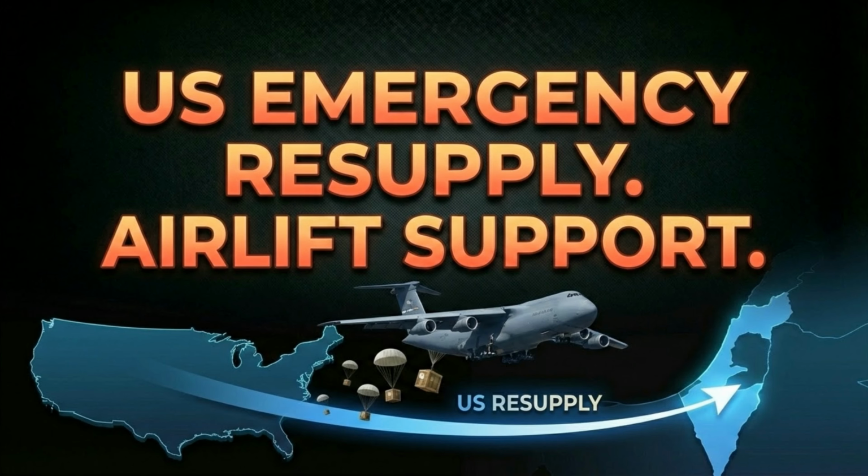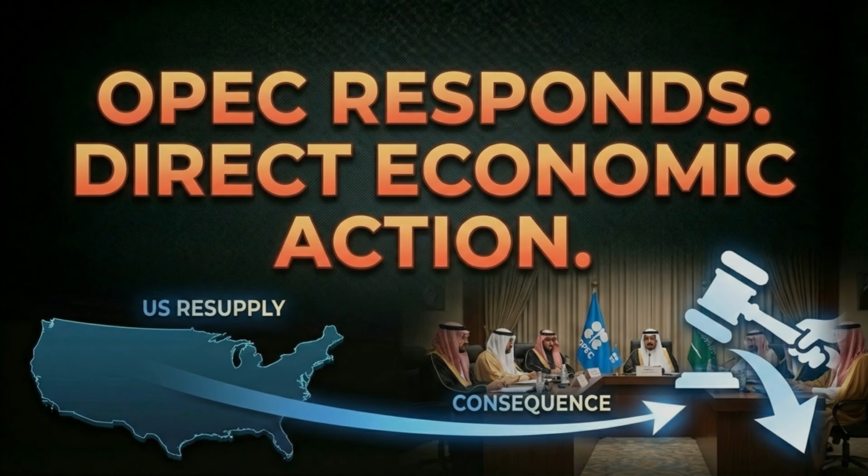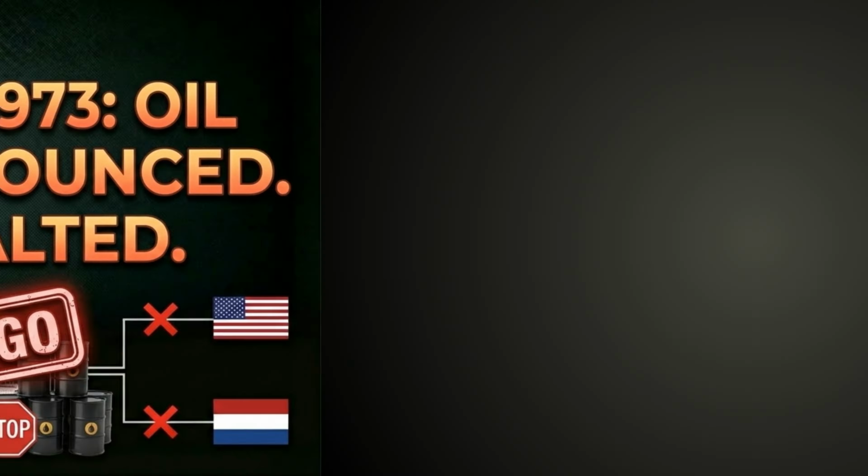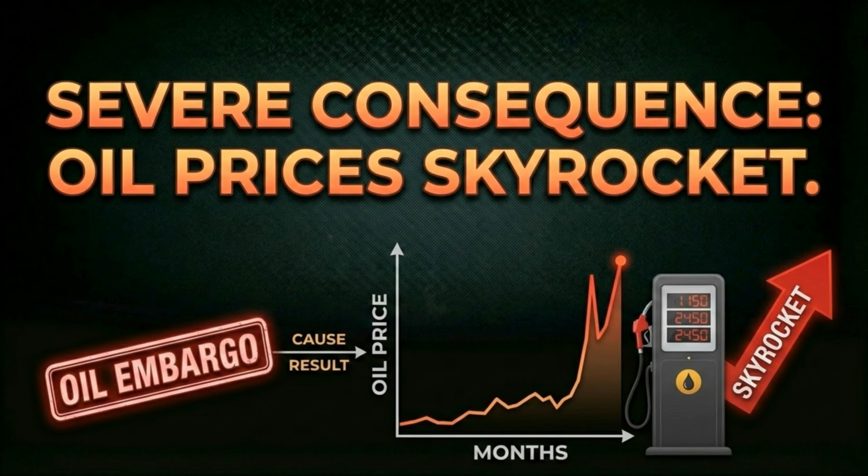The Arab members of OPEC responded to the U.S. military support for Israel with a direct economic action. On October 17, 1973, the Arab OPEC members announced an oil embargo, a complete halt to oil exports to the United States and to other countries they identified as supportive of Israel, including the Netherlands and others. What happened to oil prices in the months that followed was severe.